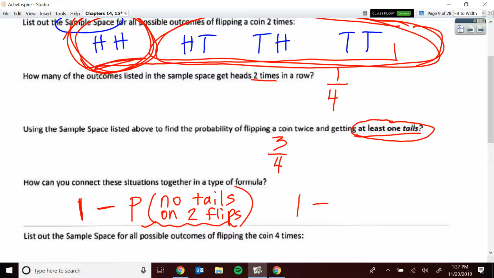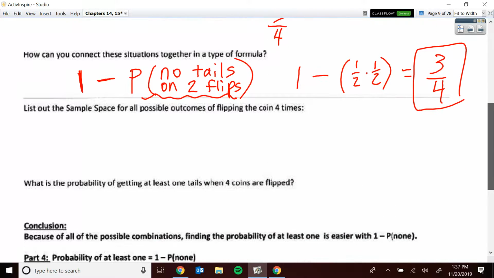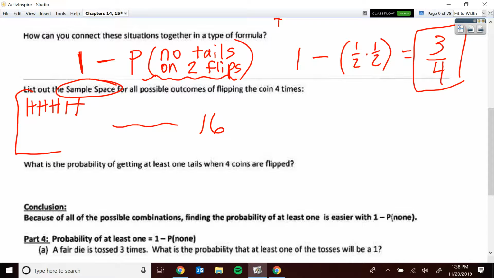And how do you have no tails? Heads, heads. And what does heads, heads look like? Half times a half. See, I can compute that easily. So there is the answer without having to list all of the combinations out because they can be insane. For example, what if you had to list out the sample space for 4 coins? That's pretty bad. You're going to have heads, heads, heads, heads, and so on. Do you know how many total combinations you have? You have 16 total combinations.